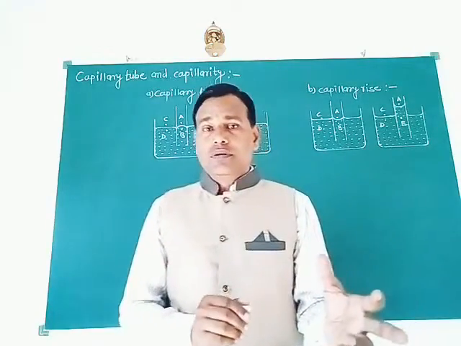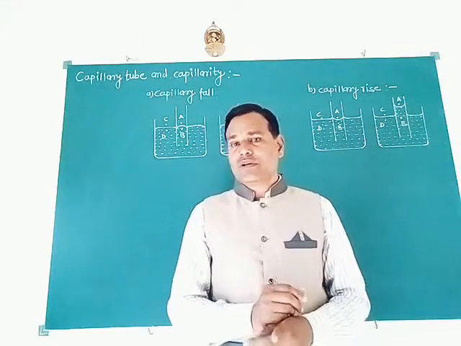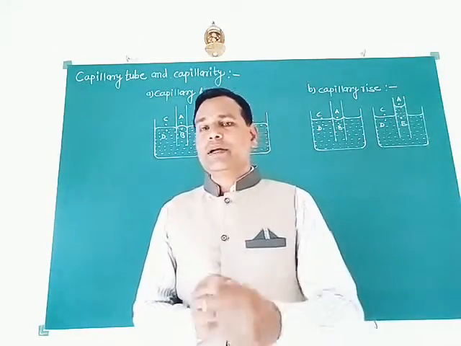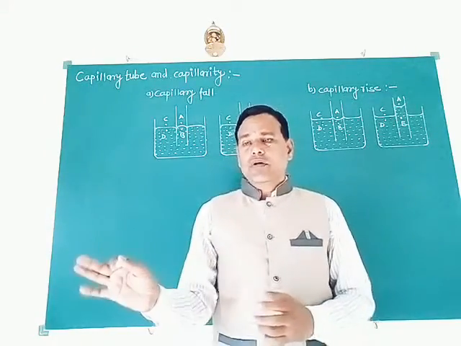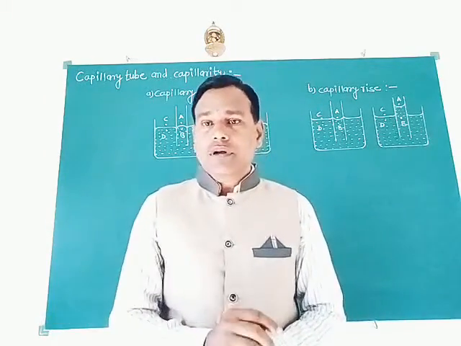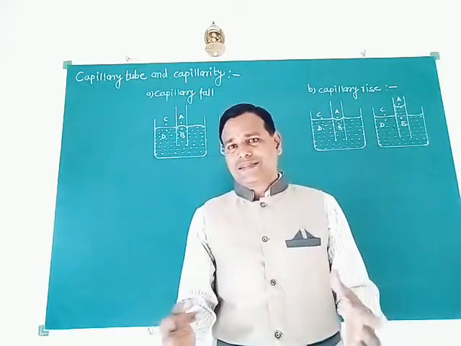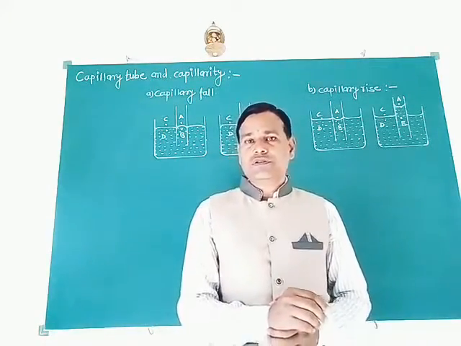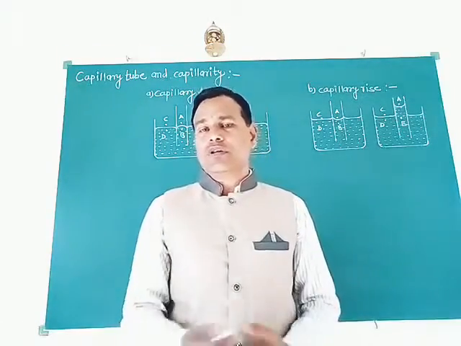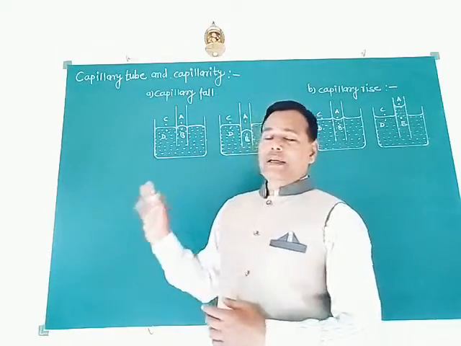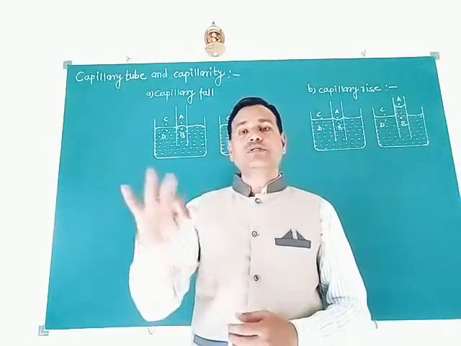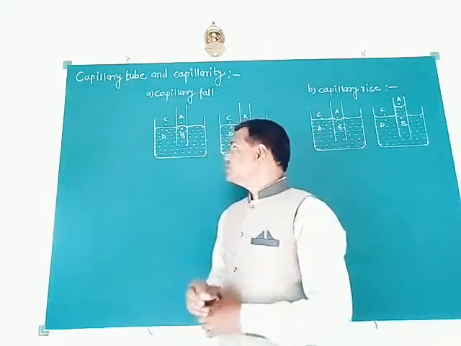Also, earthen pot cools the water in summer season. It is also due to capillarity. Ploughing of land in summer season breaks the capillaries formed in the surface, which evaporates the water level. It is also due to capillary action. So these are the applications of capillarity or capillary tube.